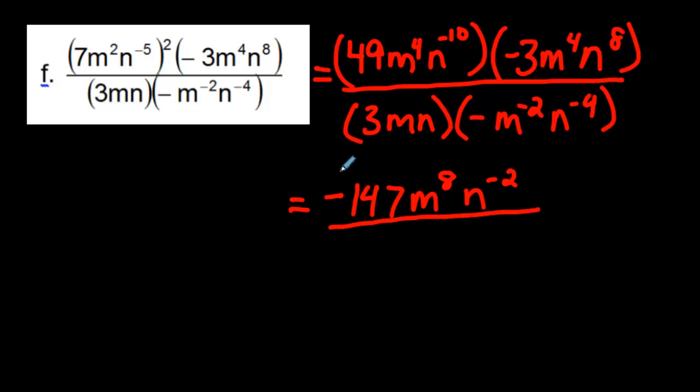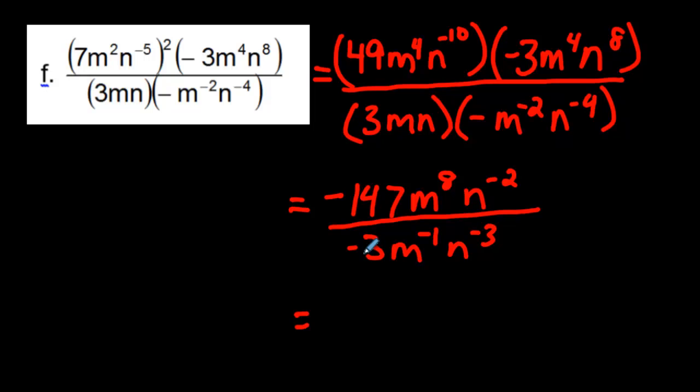Let's see what's on bottom. We have a 3, and over here we have a negative sign. So we can assume there's like a negative 1 here. It's invisible. 3 times negative 1 is negative 3. Now we have an m. Invisible 1 here. So 1 plus this negative 2 is m to the negative 1. And n has an invisible 1. So 1 plus negative 4 is negative 3.